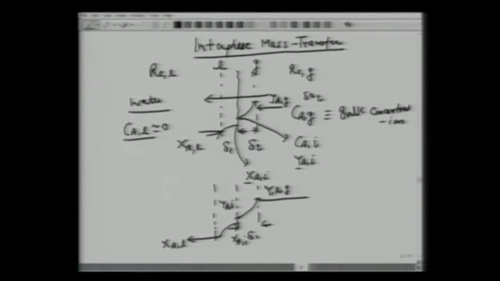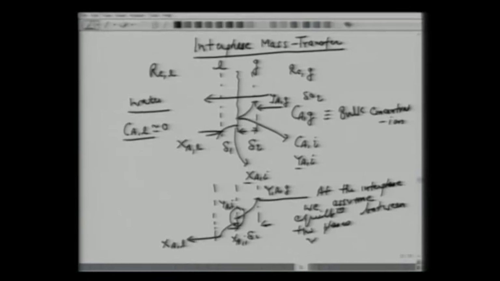Okay. So now we have four concentrations. And interface mass transfer says that at the interface, we assume equilibrium between two phases, which means YAI, the gas phase concentration at the interface, is in equilibrium by some correlation, by some relation, with the liquid phase mole fraction at the interface. So this is what we are assuming, there is an equilibrium at the interface.